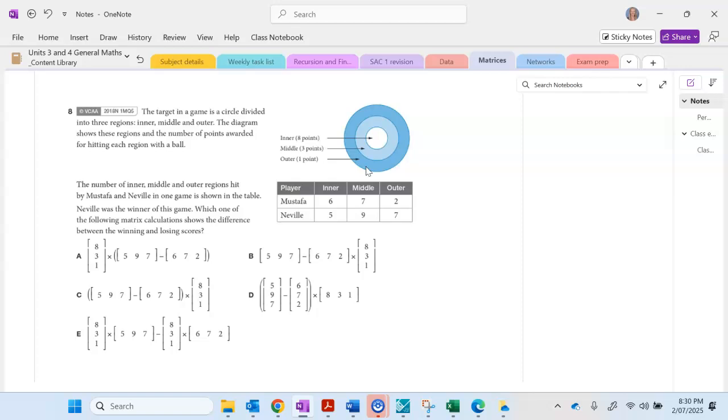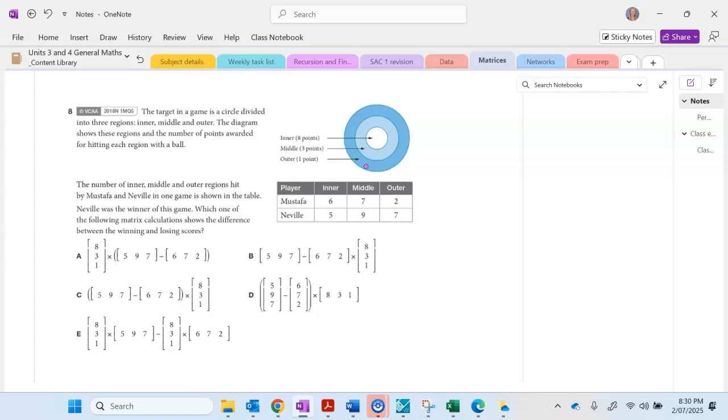Neville was the winner of the game. Well done, Neville. Which one of the following matrix calculations shows the difference between the winning and the losing score? So obviously we want Neville first because he won. If you're doing the difference between 2 numbers, you put the higher number first. Alrighty, so what have we got? We're going to have to put Neville first.